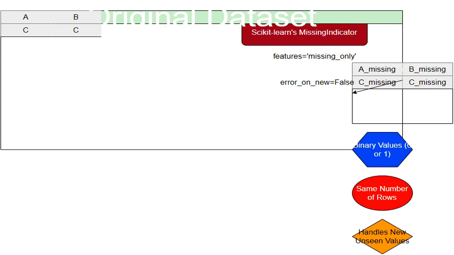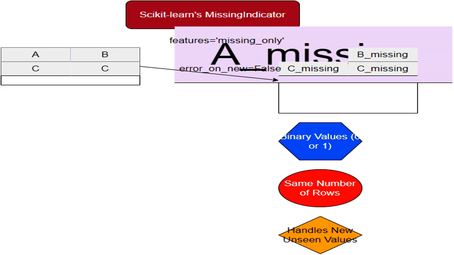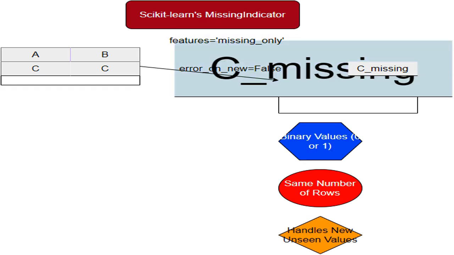This is my starting point, a dataset with columns A, B, and C, containing missing values. This is a new column MissingIndicator creates. It shows whether each row in the original A column had a missing value. 1 equals missing, 0 equals not missing. Similar to A_missing, this new column indicates whether each row in the original B column had a missing value. 1 equals missing, 0 equals not missing. Another new column, showing whether each row in the original C column had a missing value. 1 equals missing, 0 equals not missing.